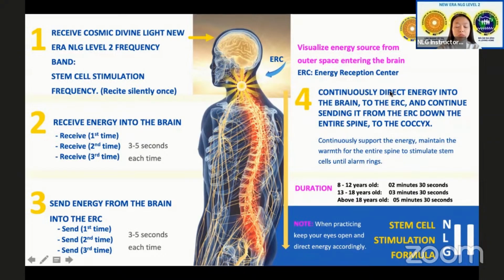And then step 4, continuously direct energy into the brain, that is from outer space entering the brain, to the ERC, and continue sending it from the ERC down the entire spine to the coccyx. Continuously support the energy, maintain the warmth for the entire spine to stimulate stem cells until the alarm rings. So basically, this is the same as the level 1 formula. Very straightforward.